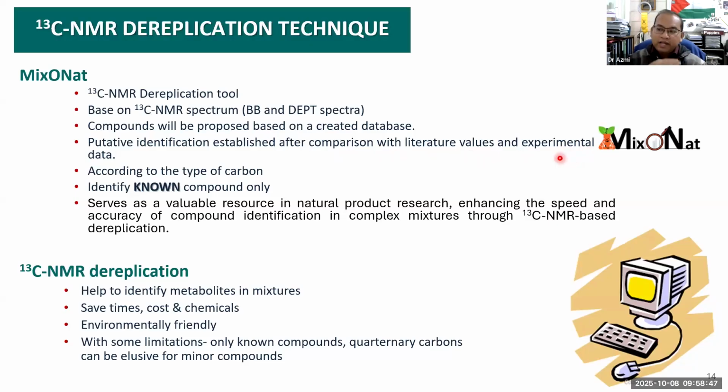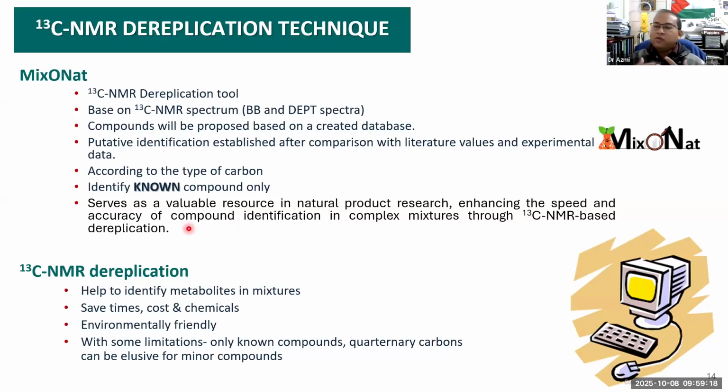So after we run the software, at the same time we have to do some manual determination of the compounds. Okay, it is separated according to the type of carbons, and the only drawback about this one is that they only identify known compounds. At least we have something. Okay, and it serves as a valuable resource for natural product research, enhancing the speed and accuracy of compound identification in complex mixtures through carbon-13 based replication.